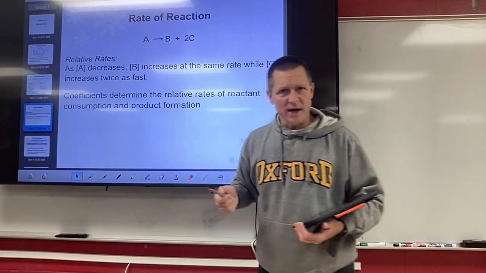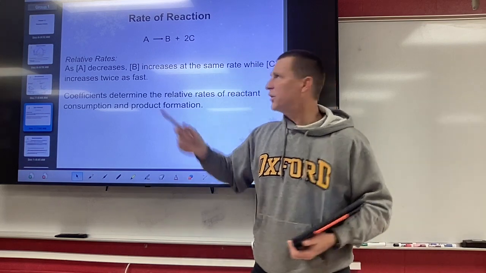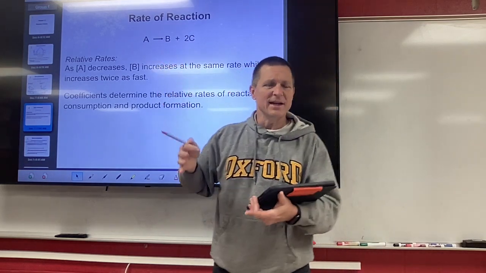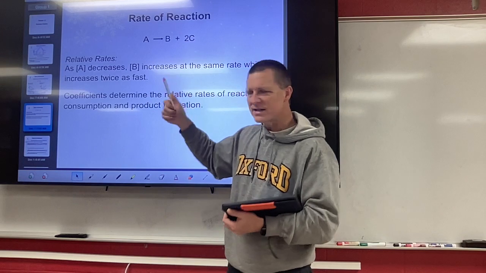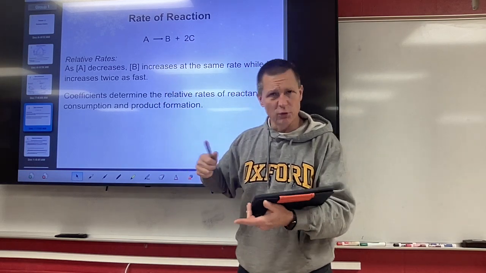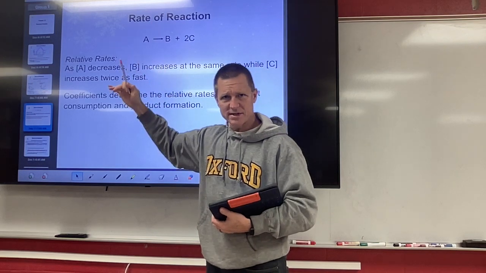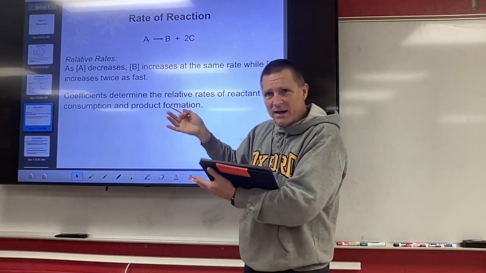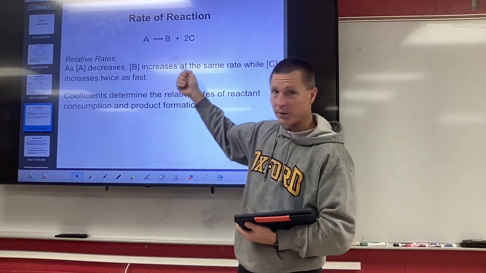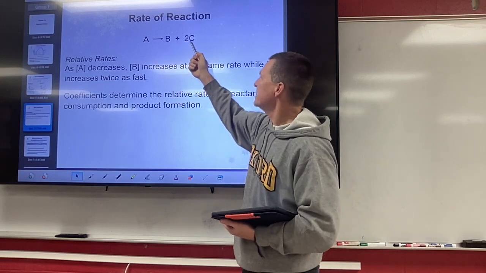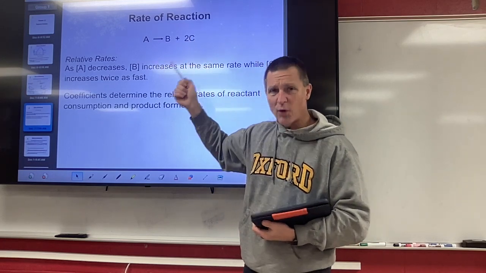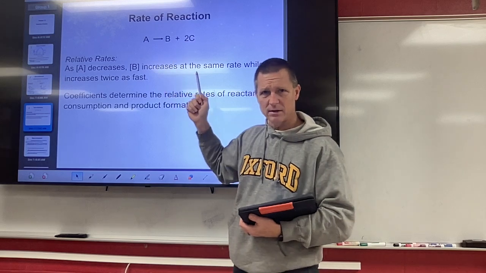When we're dealing with the rates as well, the coefficients are going to indicate how much the rates are changing compared to one another. So as A gets used up, its concentration goes down. As B gets made, of course, its concentration goes up from 0 at the beginning. And C is going to be made twice as fast as B is made.